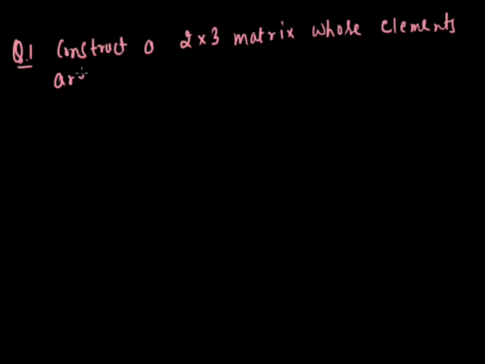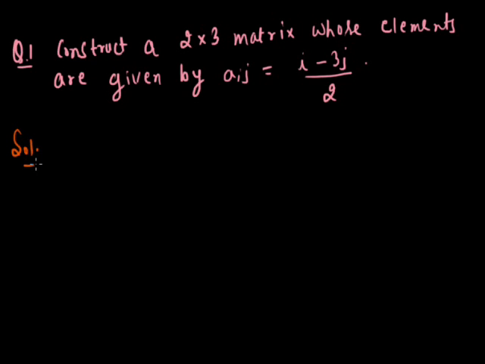For example, construct a 2 into 3 matrix whose elements are given by aij equal to (i minus 3j) upon 2. Now in this case we have to construct a 2 into 3 matrix whose elements are given by aij equal to (i minus 3j) upon 2. Now a 2 into 3 matrix means there will be 2 rows and how many columns? 3 columns. So 2 rows and 3 columns.